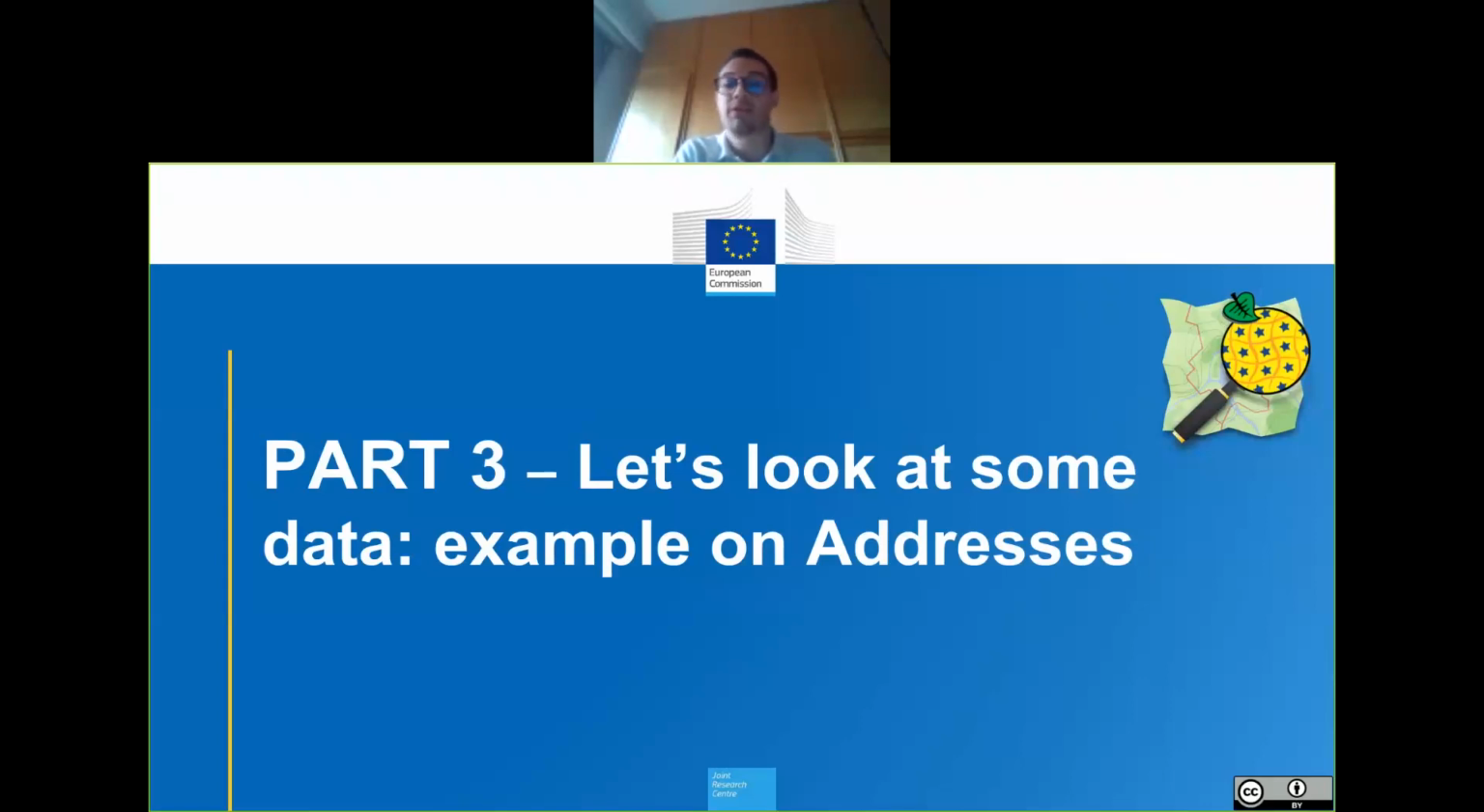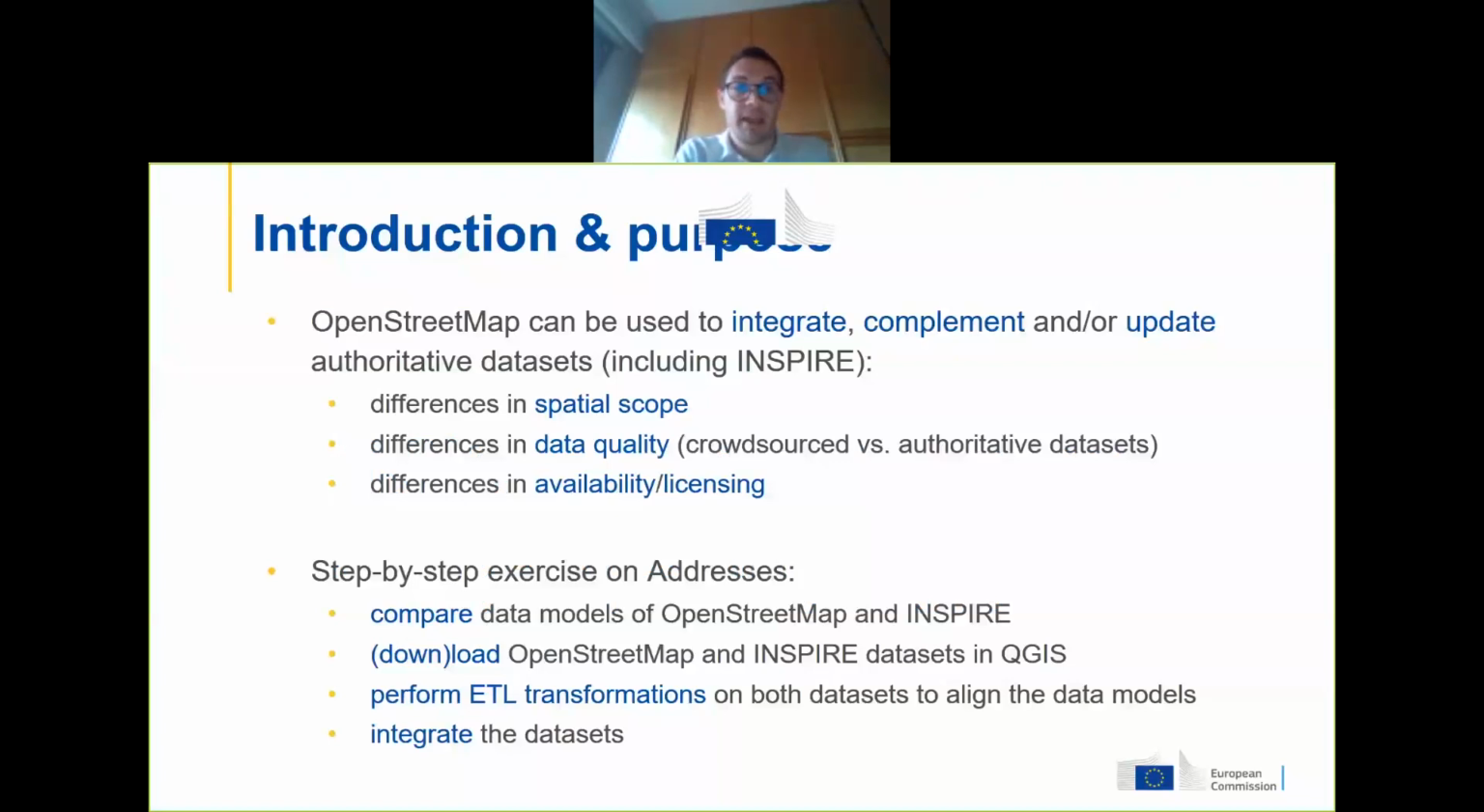I hope that this second part will also answer some of the questions that have appeared in the chat until now. So we are going basically to show you a step-by-step exercise with this purpose. The purpose is really to prove that OpenStreetMap can be used as a data source to integrate, to complement, and/or to update authoritative data sets, including INSPIRE, of course.